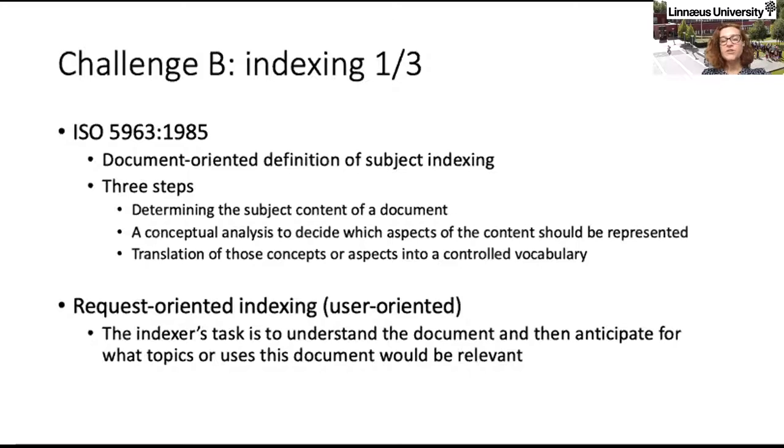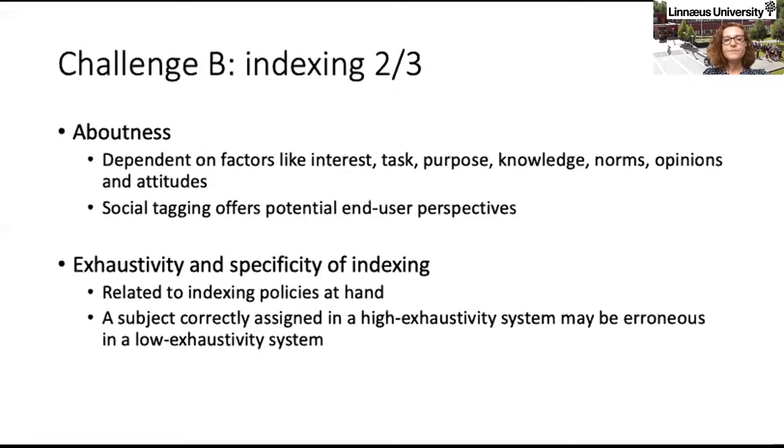However, some collections are also indexed using request-oriented or user-oriented indexing, where the indexer's task is a bit broader, not just referring to a document, but trying to anticipate what topics or uses this document could be relevant for. Another related problem with this is the fact that aboutness, like relevance, is also very context-dependent. It depends on factors like interest, task, purpose, knowledge, even norms, opinions, and attitudes, like we also saw in the example of schizophrenia.